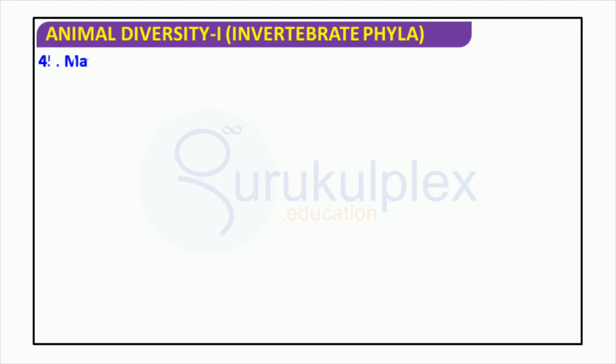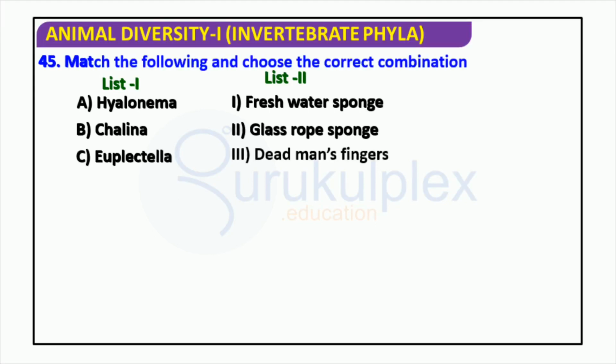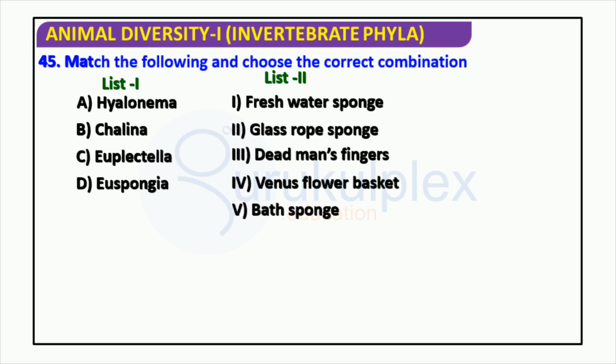Correct combination for Hyalonema, Schelina, Eupultella, Euspongia and Spongilla is I, IV, 2, V, 3, 2, IV, 3 and V. I. Hyalonema is the freshwater sponge, Schelina is the glass rope sponge, Eupultella is the dead man's fingers, Euspongia is the Venus flower basket and Spongilla is the bath sponge.